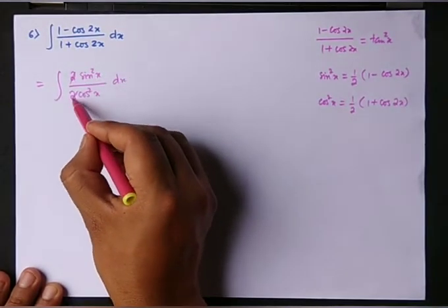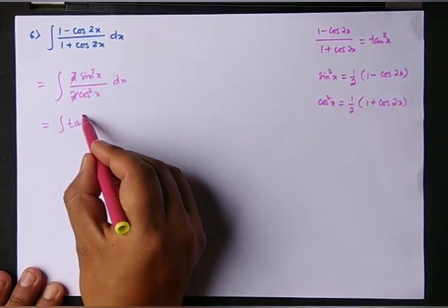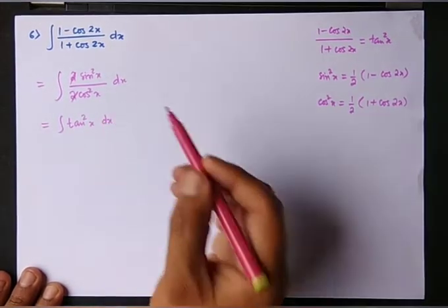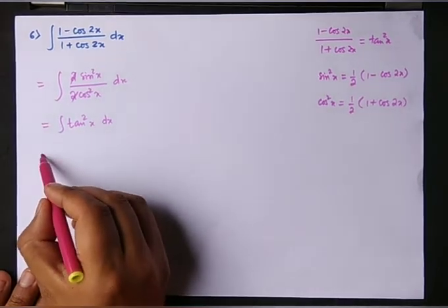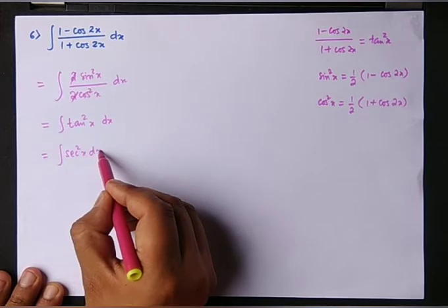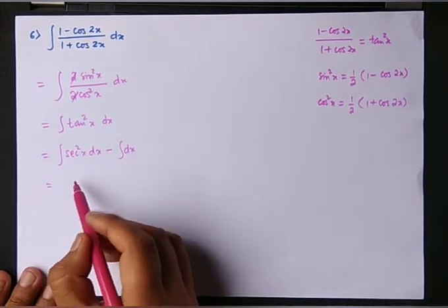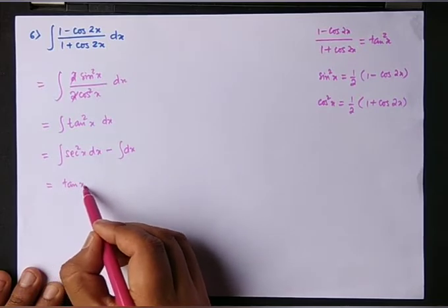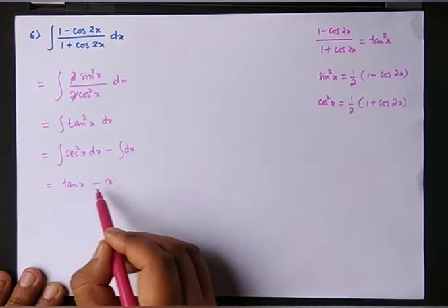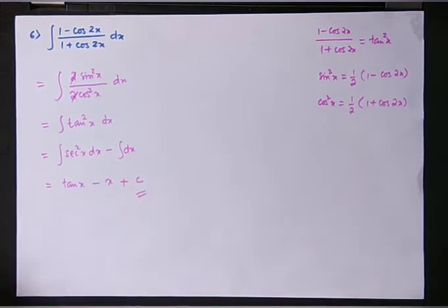So this and this get cancelled. So we have the integral of tan square x dx. We know that tan square x can be written as sec square x minus 1. The integral of sec square x is tan x, and the integral of dx is x. Since we have finished our integral part, we'll put a constant of integration. Pause the video to note down.